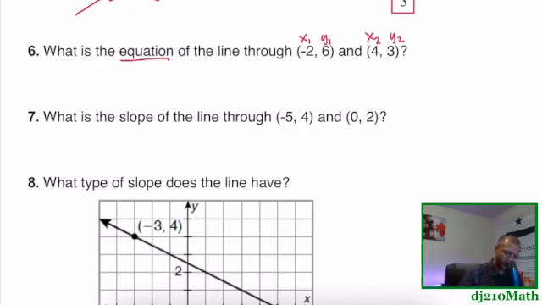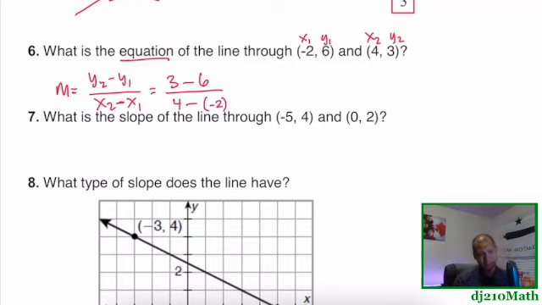We have an equation for slope, which is y2 minus y1 over x2 minus x1. I'm going to plug in the 2 points. So y2 is 3 minus y1, which is 6, over x2, which is 4, minus, because that's part of the equation, x1, which is negative 2. If you're going to make a mistake, it's going to be right here: confusing the minus sign in the equation with the negative sign in the point.